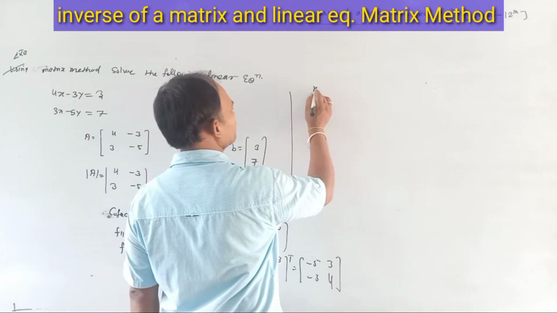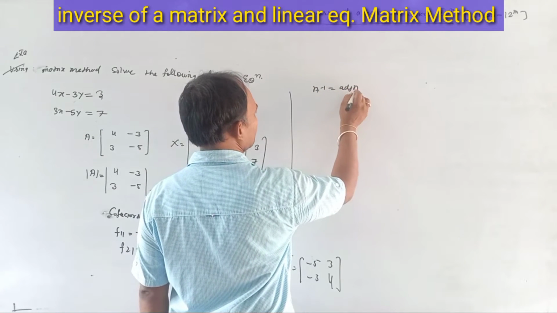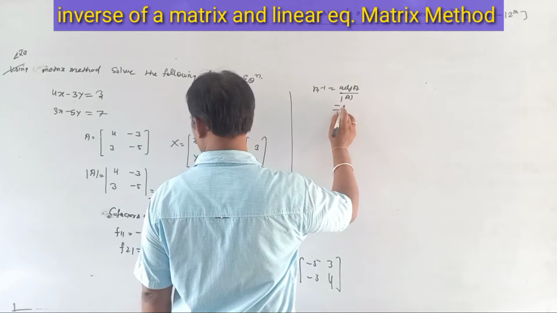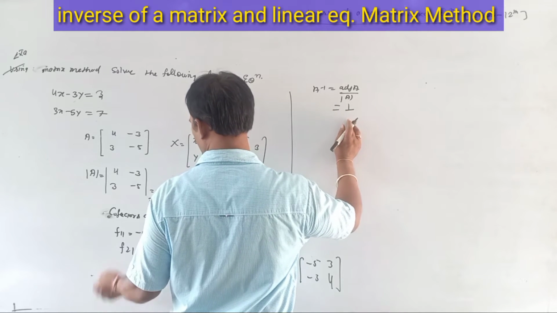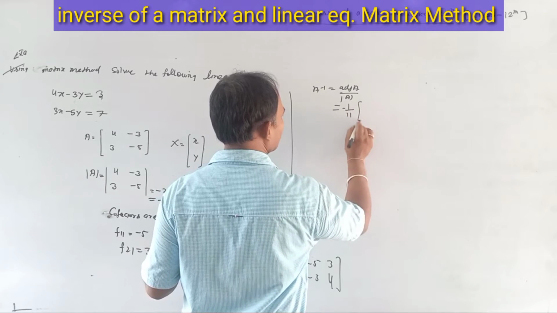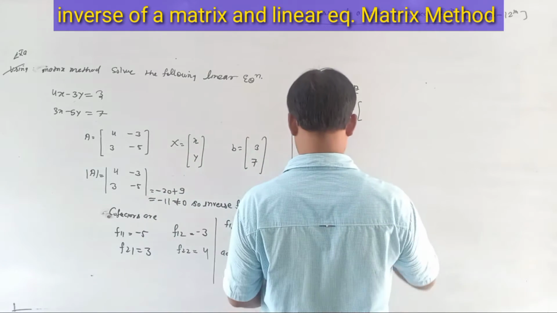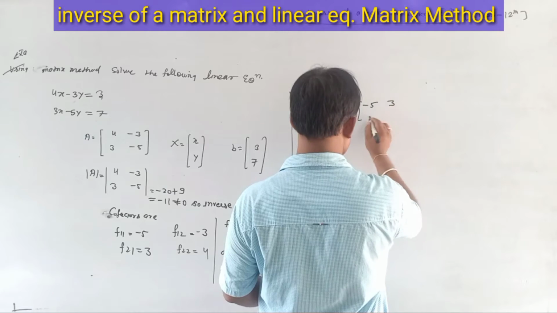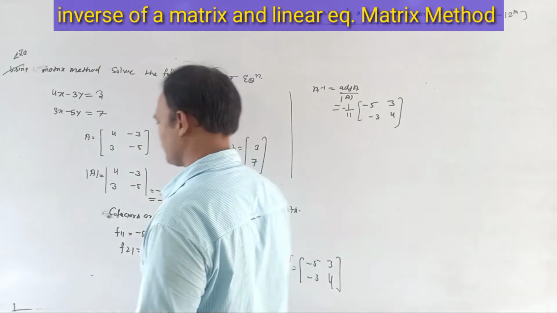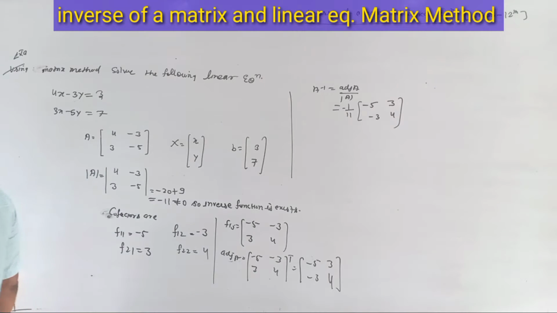Now we have to find A inverse. A inverse means adjoint of A upon determinant of A. So it is minus 1 upon 11 times the adjoint of A, which is minus 5, 3, minus 3, 4. Look at this carefully. Okay, so this is your answer.